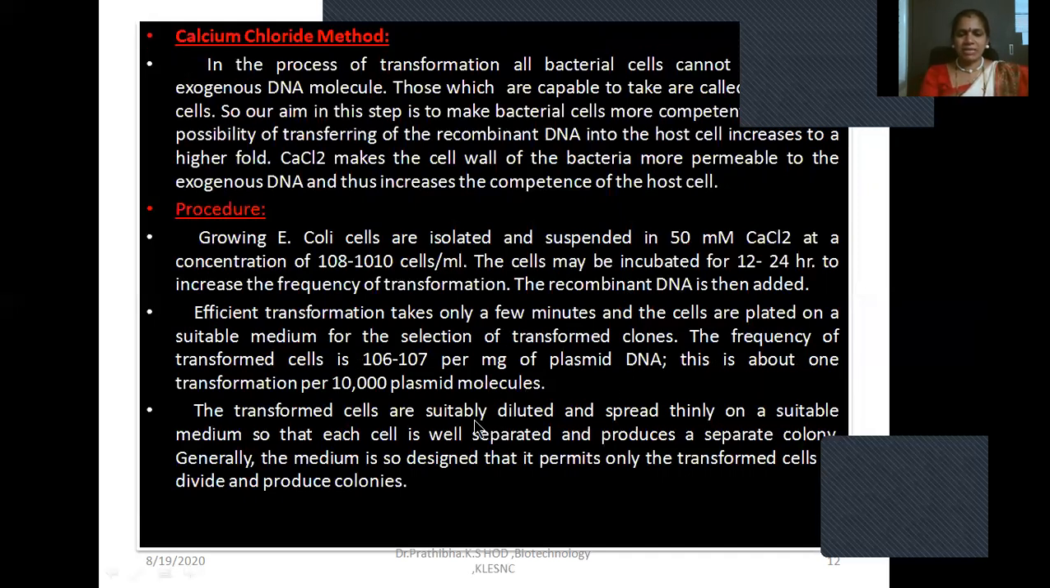The transformed cells are suitably diluted and spread thinly on a suitable medium so that each cell is well separated and produces a separate colony. Generally, the medium is designed so that it permits only the transformed cells to divide and produce colonies.